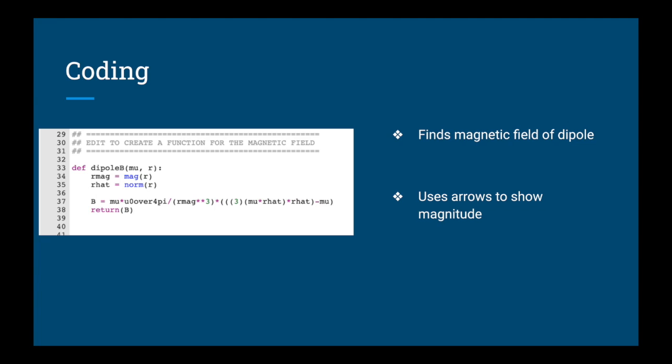On to the last part of our agenda, I would like to discuss the coding aspect of this lab. The code takes the value of mu and the distance to calculate the magnetic field of the magnet. We then create arrows to show its magnitude and direction. This is an accurate way to show the force exerted on the phone by the magnet without involving the force of Earth's magnetic field like our experiment.